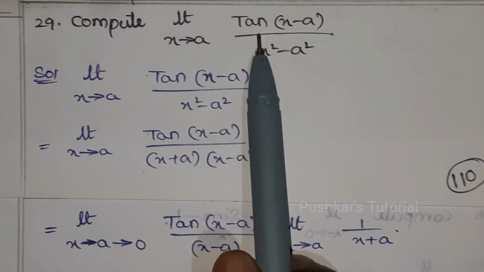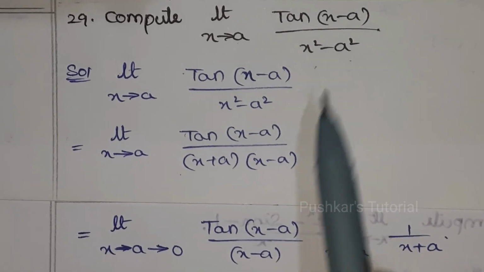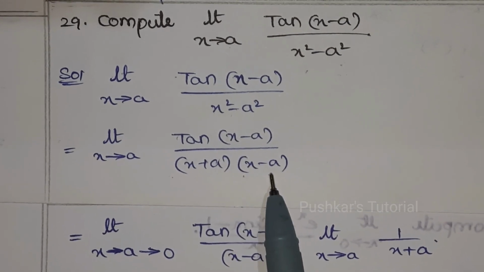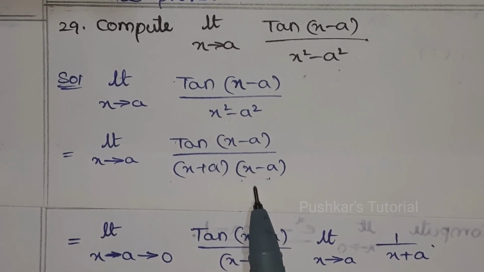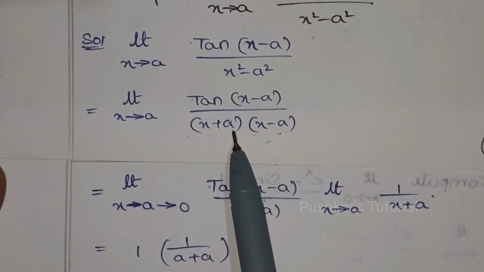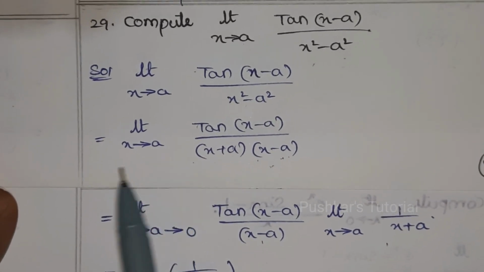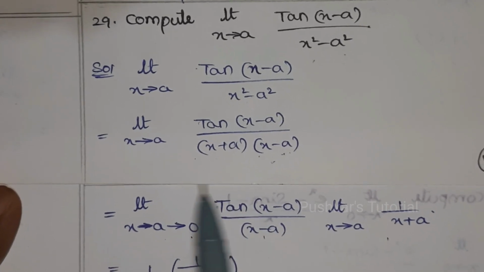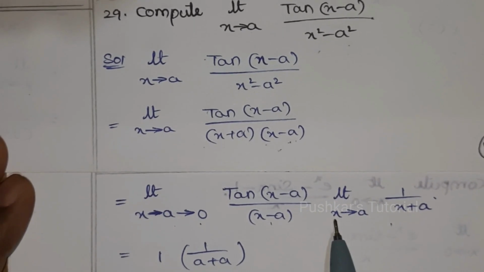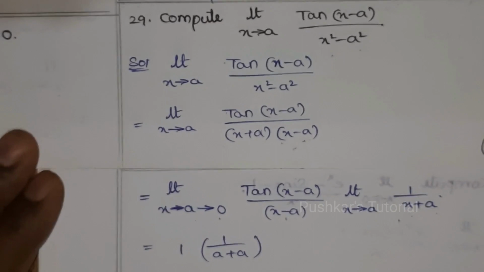Compute limit x tends to a, tan x minus a by x square minus a square. The denominator we can write using the a square minus b square formula, a plus b into a minus b. So x plus a into x minus a. So we have the formula tan nx by x, the answer is 1. The same angle should be there, so x minus a by x minus a together I am taking, and x plus a I am taking separately. Wherever x tends to a, x minus a tends to 0. So this looks exactly like the formula. This answer is 1. And next, wherever x is there you have to put a. So a plus a, answer is 2a, so 1 by 2a.